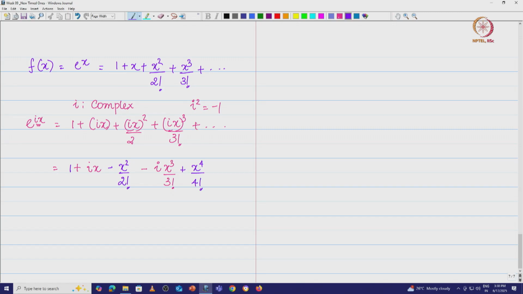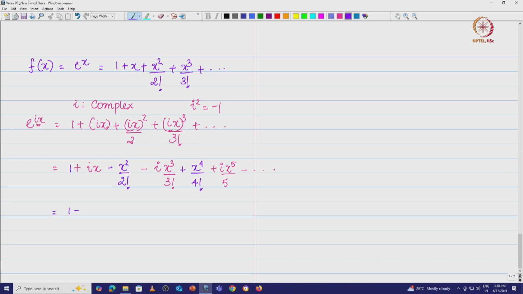Then I am going to have minus i x cubed. Now I have i x power 5, which is nothing but plus i x power 5 by factorial 5. I am going to have something like this, minus and so on. Let us do a small interesting thing here. What is that I am going to do? I am going to collect all the real terms together and then put the complex terms together.